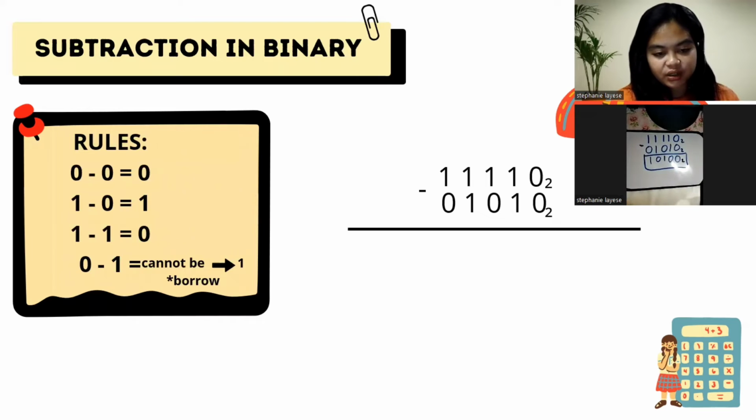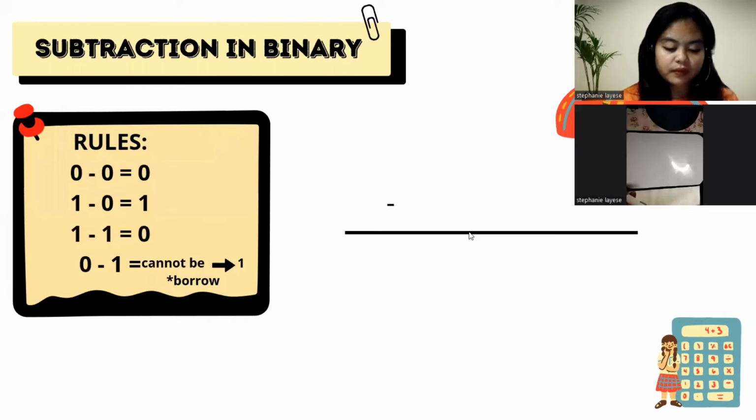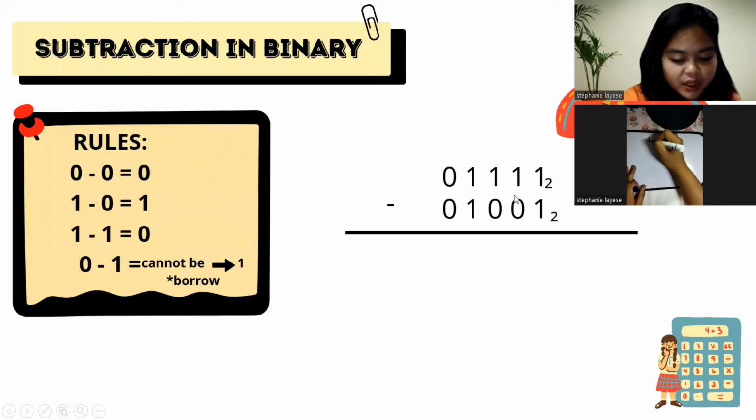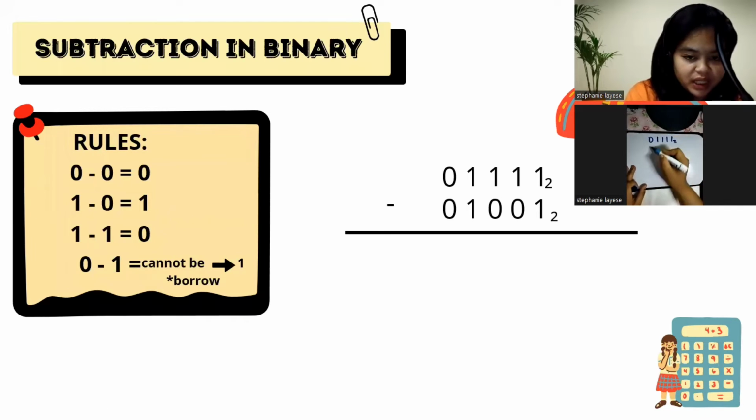And let's check it to the PowerPoint presentation if we got the correct answer. Yes, we got it. 10100 subscript of 2. So we have here 01111 subscript of 2. And we got 01001 subscript of 2.